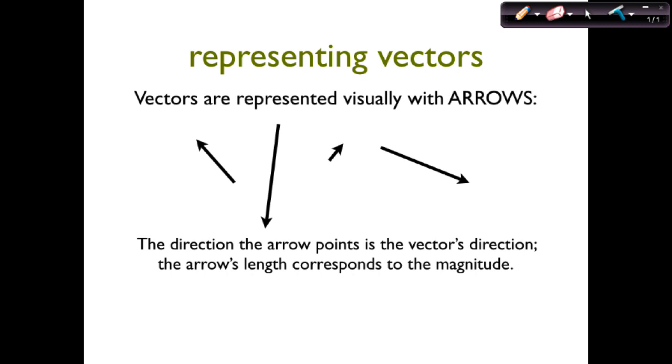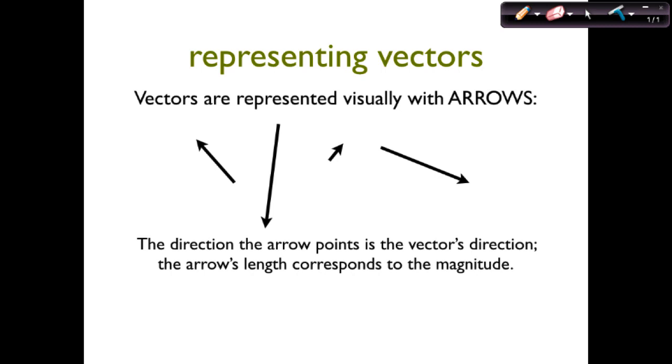And so the direction the arrow points is the vector's direction, right? And the arrow's length corresponds to the magnitude. So which of these has the greatest magnitude? If these were all the same type of quantity as a vector, the one with the greatest magnitude would be the second one, the least? Third one, right? Okay. And this is relative, right?